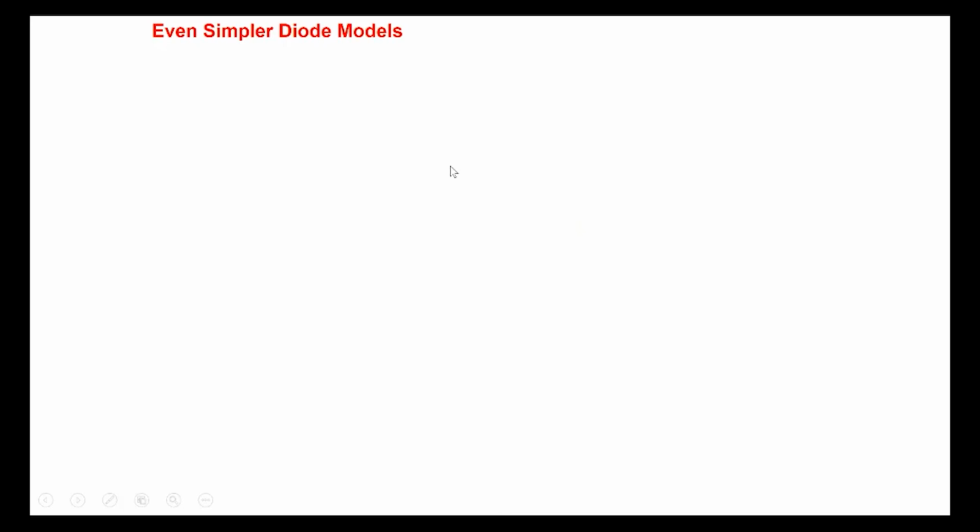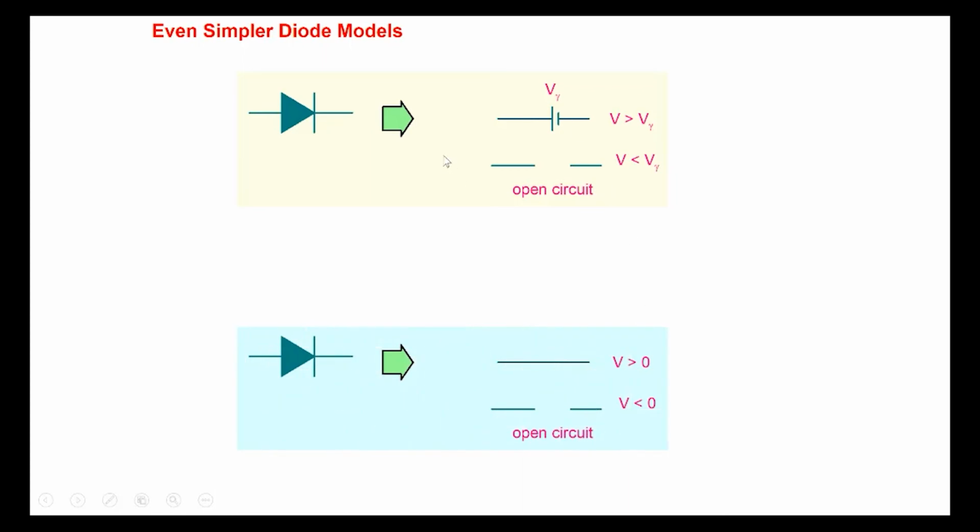Well, this one was a little bit more accurate model, but we can build even a simpler model. This is the model that we talked about, V gamma. Well, we can build even a simpler model. We can say in the forward bias, the diode is like a short circuit, and in the reverse bias, the diode is like an open circuit, right? So this is what we call an ideal diode model here. Forward bias, short circuit; reverse bias, open circuit. That's the simplest model that you can build of a diode.